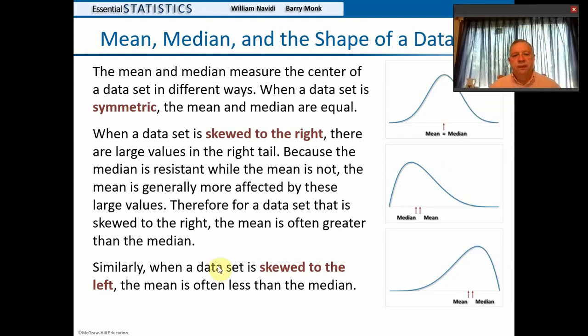Similarly, when a data set is skewed to the left, the mean is often less than the median. So if you're given two different numbers, if the mean is less than the median, that is skewed to the left. It's pulled back this way. That mean is not as resistant to this. The median is more resistant to these data points out here.